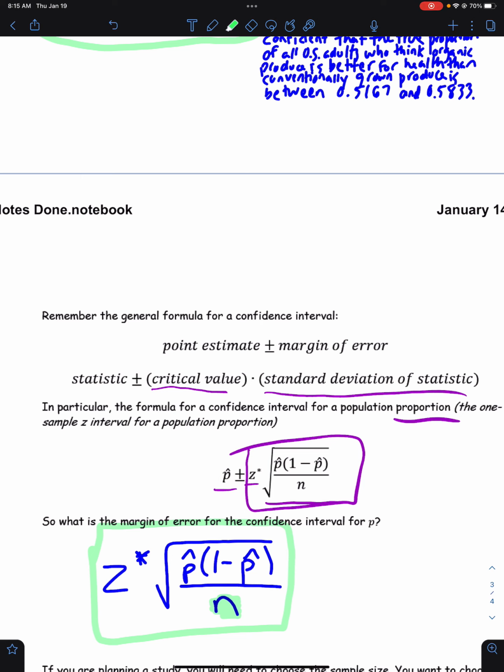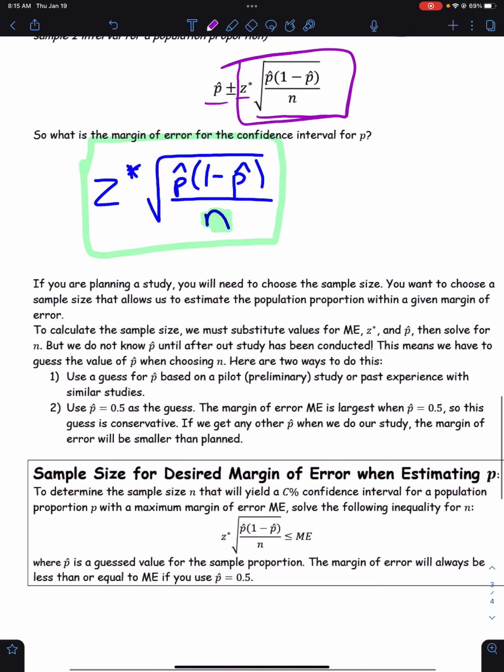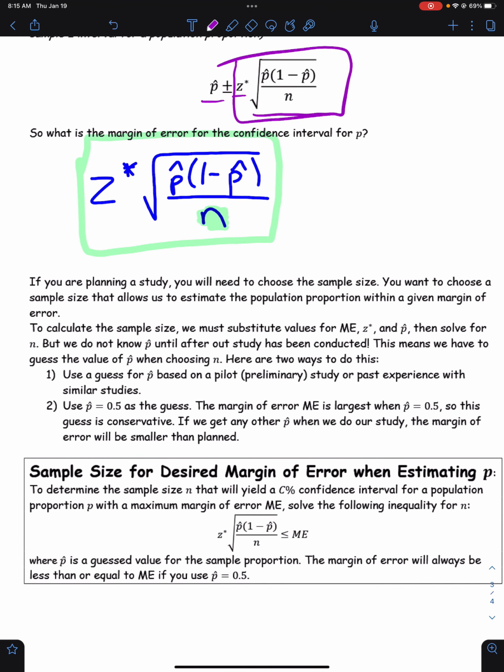If we want to have a small margin of error, say we want the margin of error to be 0.05, so like 5%, then we have to change our sample size to get us to that 0.05. So if you are planning a study, you will need to choose a sample size. You want to choose a sample size that allows us to estimate a population proportion within a given margin of error. To calculate the sample size, we must substitute values for the margin of error.